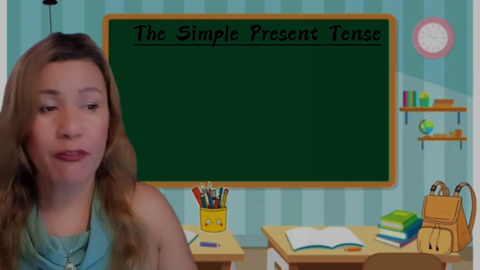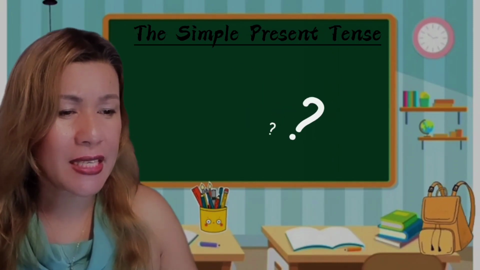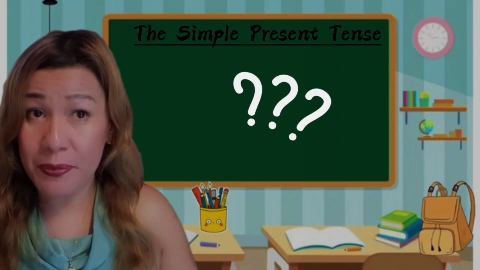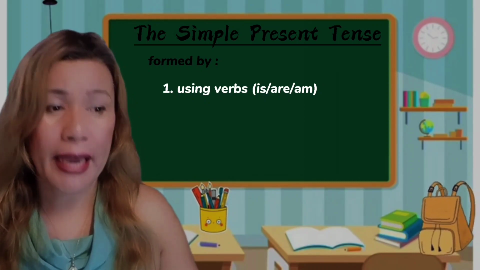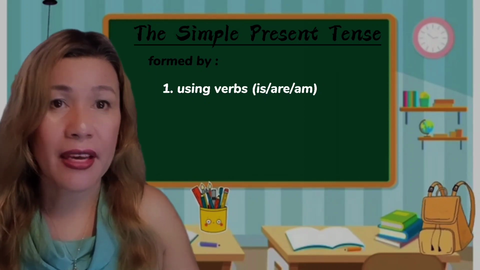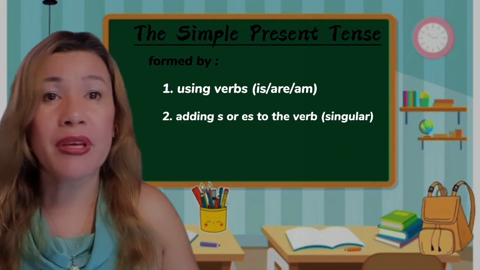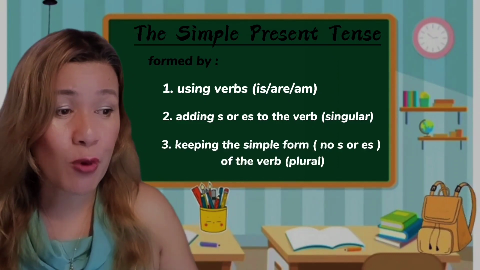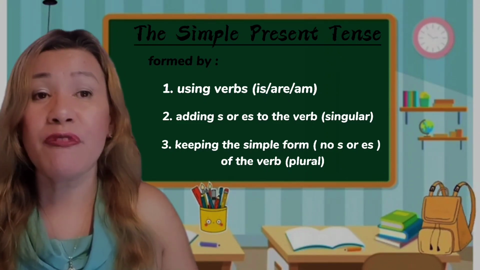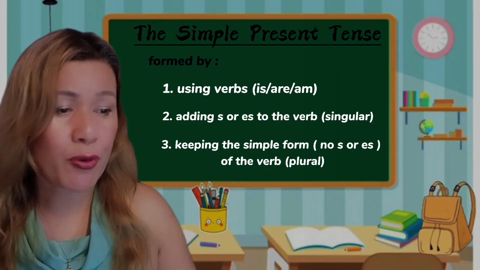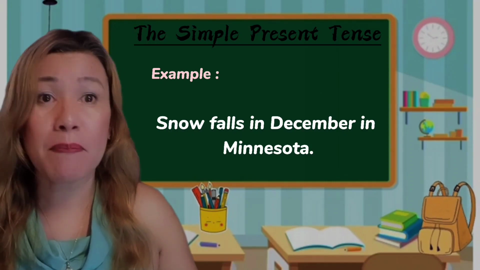Now, how do we form the simple present tense? When we form the simple present tense, we will be using verbs, or be verbs like is, are, am, or we can add s or es to the verb if the subject is singular, or we retain the base form or the simple form of the verb, that is no s or no es added to the base verb, if the subject is plural.